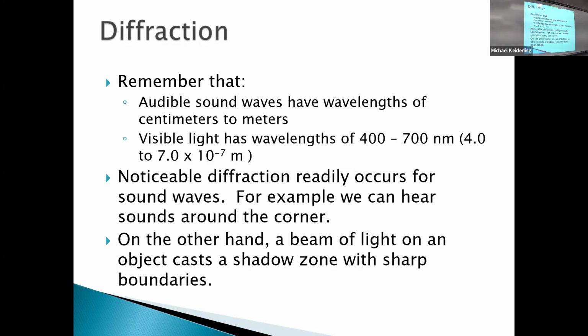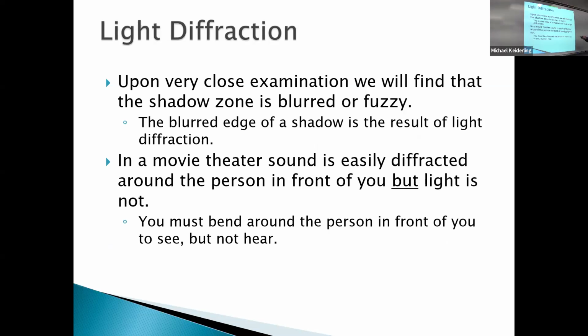So a beam of light on an object will create a sharp shadow. And if you look at close examination, you'll find the edge of a shadow is blurred or fuzzy. The blurred edge of a shadow is a result of light diffraction. And for example, in a movie theater, sound is easily diffracted around the person in front of you, but light is not. You need to bend around the person in front of you to see, but not to hear.